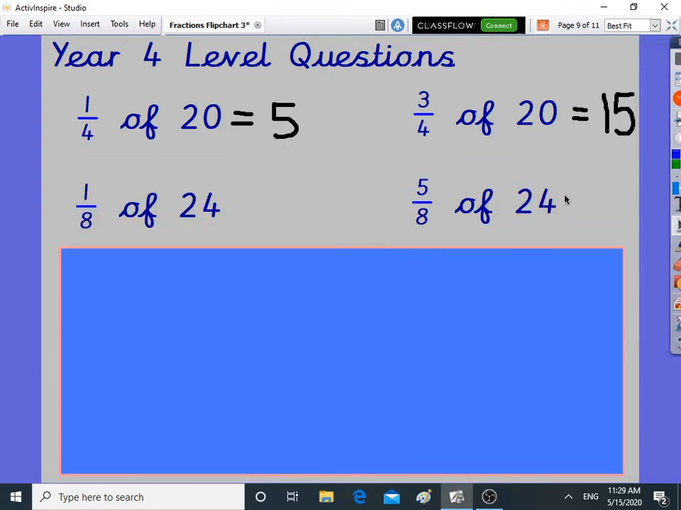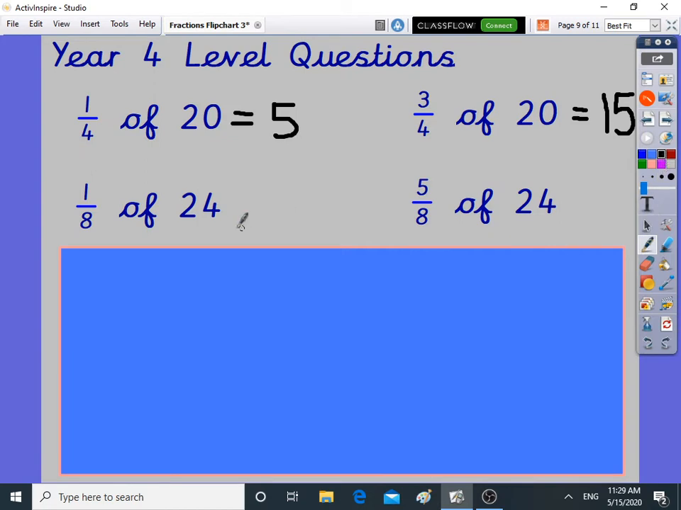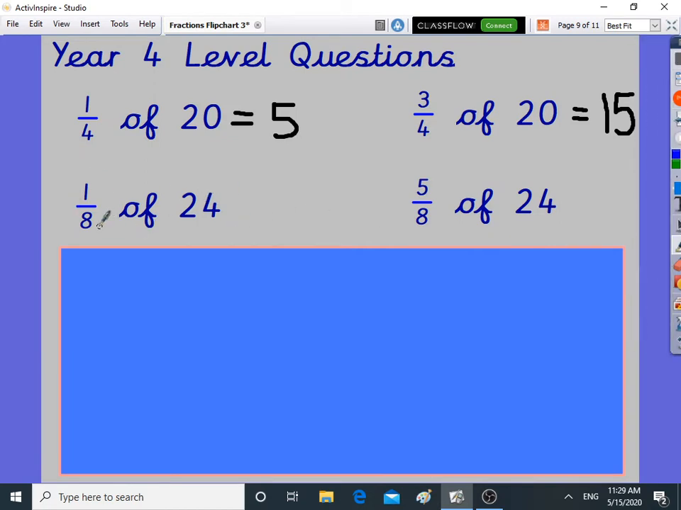1/8 of 24, then 5/8 of 24. So 1/8 of 24, sing 8s till you get to 24. 8, 16, 24 is just 3. They're quite easy when they have a 1 on the top, aren't they? Especially for year 4s. When they've got a 1 on the top, you just do 8, 16, 24, and the answer is 3. But 5/8 is harder than 1/8. It's bigger than 1/8. So this answer is going to be bigger than 3, because 1/8 is worth 3. 5/8 is going to be 5 times 3.